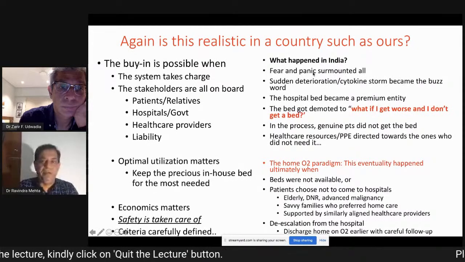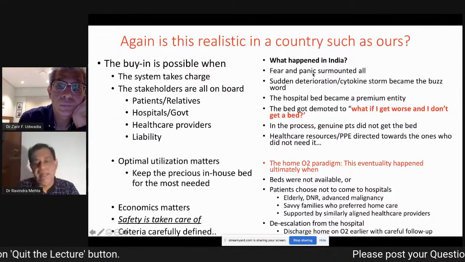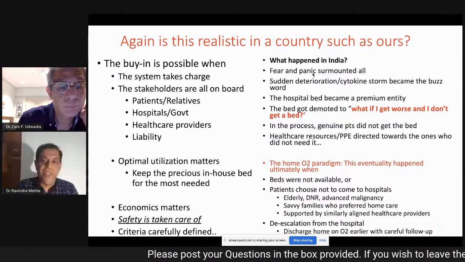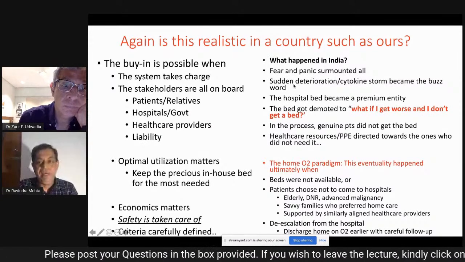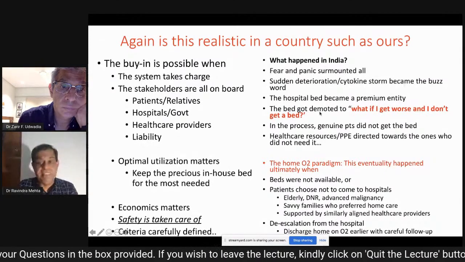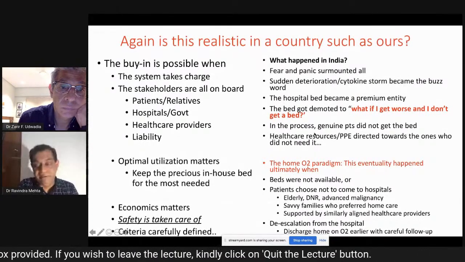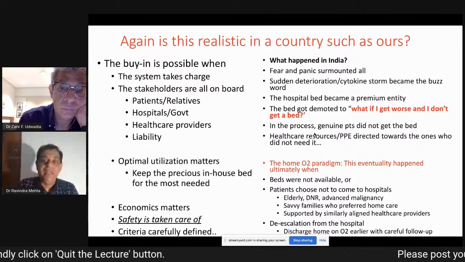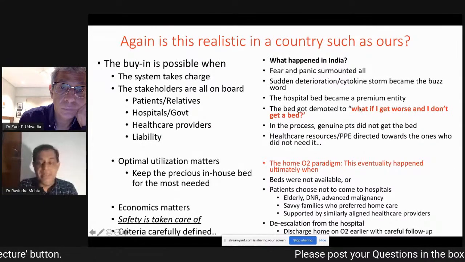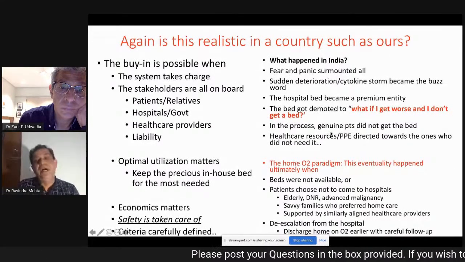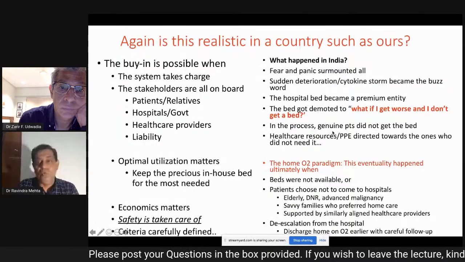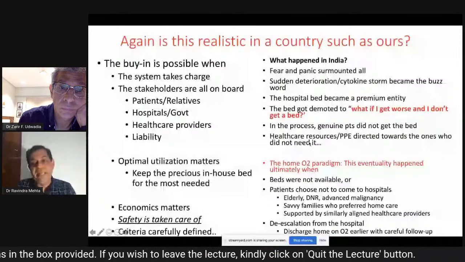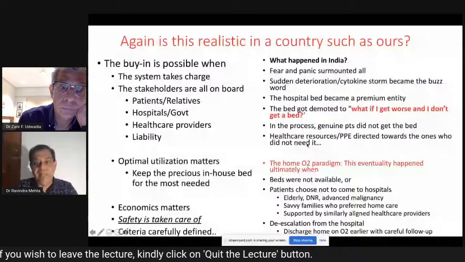Well, we suffered from absolutely primitive, primordial, and Paleolithic emotions, which none of us can deny happened to each one of us sometime or the other. Fear, panic, sudden deterioration. The word cytokine storm has been more of a storm than I've ever seen in my entire COVID experience, frankly, and we're still looking at that carefully. The hospital bed became a premium entity. The bed, which is so important a resource, got demoted to, what if I get worse and I don't get a bed? Let me plant myself over there. It became basically a savings account more than anything else.